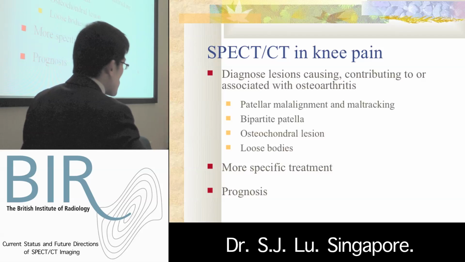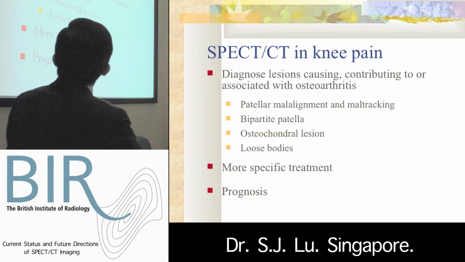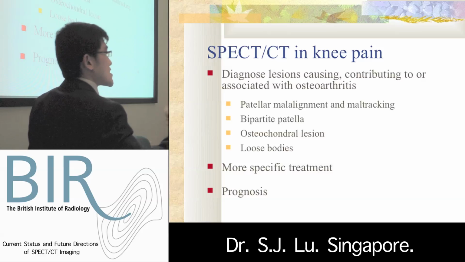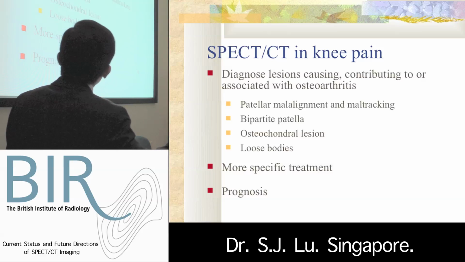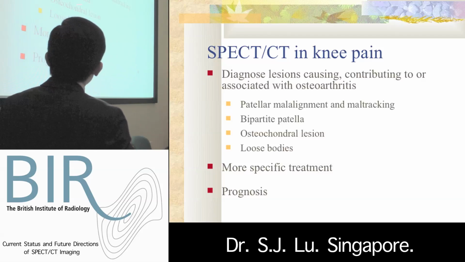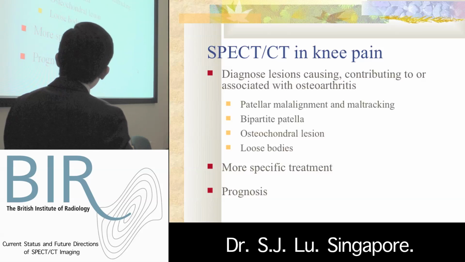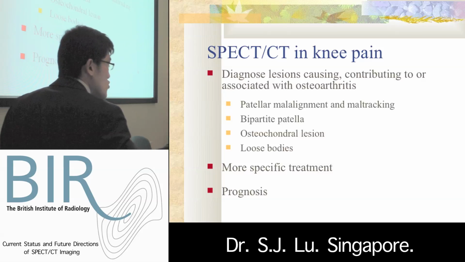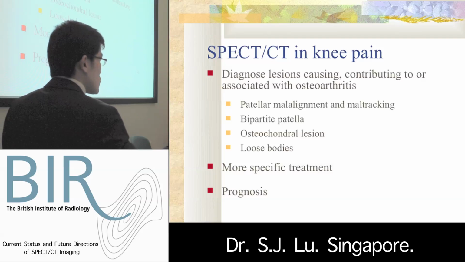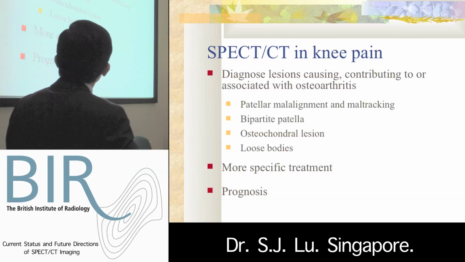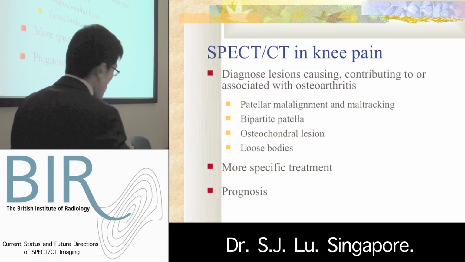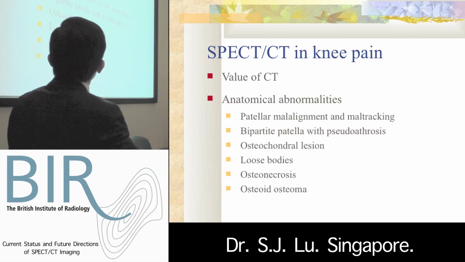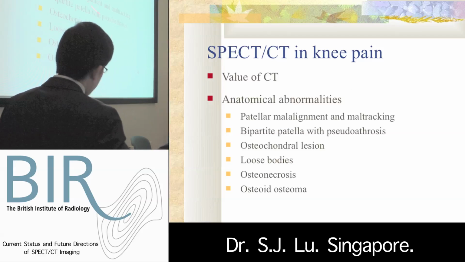So we know that the bone scan is good for characterizing arthropathy lesions, but SPECT-CT is able to take things one step further. It's able to diagnose lesions causing, contributing, or associated with osteoarthritis. For example, patellar malalignment, bipartite patella, osteochondral lesions, and loose bodies. This leads to a more specific diagnosis and allows more specific treatment to be targeted at these lesions rather than just managing osteoarthritis alone. And this can potentially improve prognosis. And of course, the value of CT cannot be overemphasized.